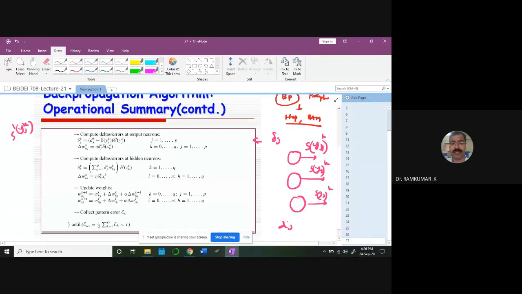What is this? This is nothing but 1 by 1 plus e power minus yj. You are going to differentiate this with respect to yj. That is this term. So normally you will be getting it as, recall that term, anyone from the class, what is that term? First derivative of yjk in terms of the activation function, this one. Anyone from the class?